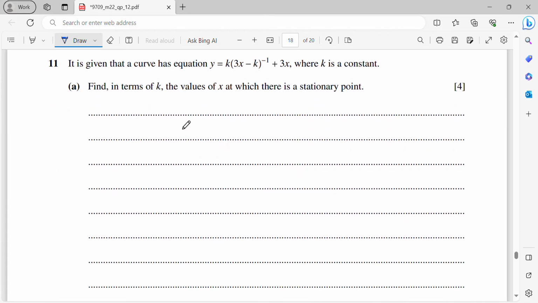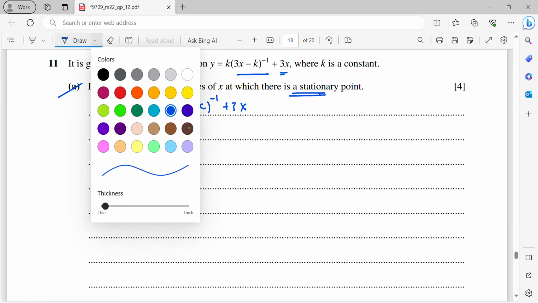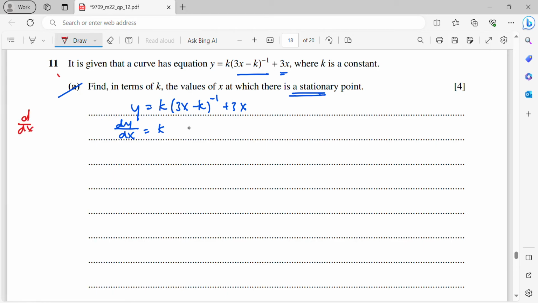Now for question 11, it is given that y equals k times (3x minus k) to the power of negative 1 plus 3x. This is your y. Find, in terms of k, the values of x at which there is a stationary point. So stationary point means dy/dx equals 0. Alright, so now I will rewrite my y. Now dy over dx. Since k is a constant, it remains, and now I'm going to differentiate using the power rule.